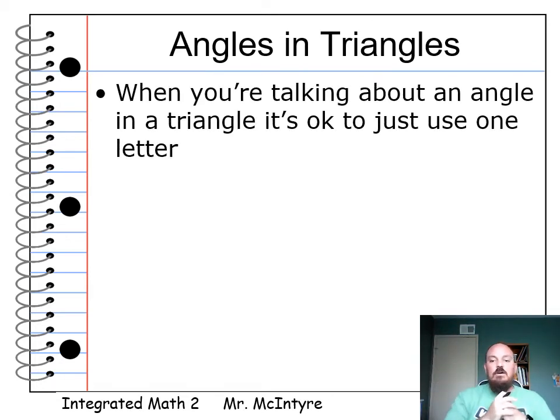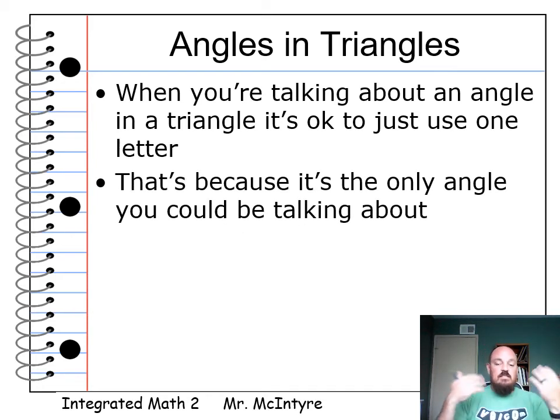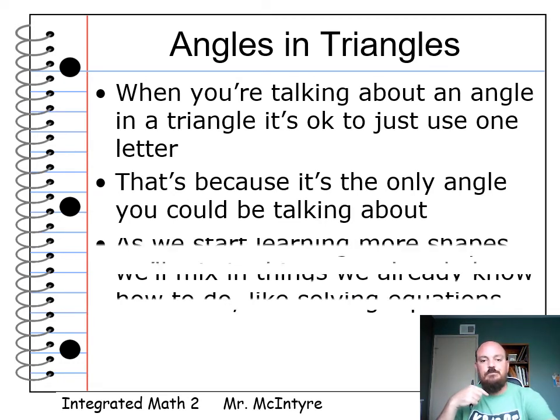Now, when you're talking about angles in a triangle, remember when we did angles last section, I said we always want to use 3 letters to name an angle. We want to call an angle A, B, C, or P, Q, R. If you're talking about just a triangle, this is one of the times it's okay to use 1 letter. And the reason is that there's only one you can be talking about. And I'll show you exactly what I mean in the next example.